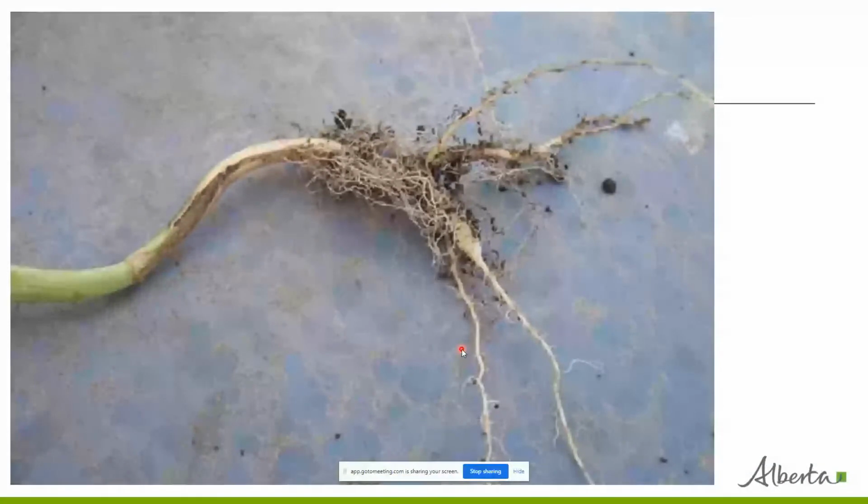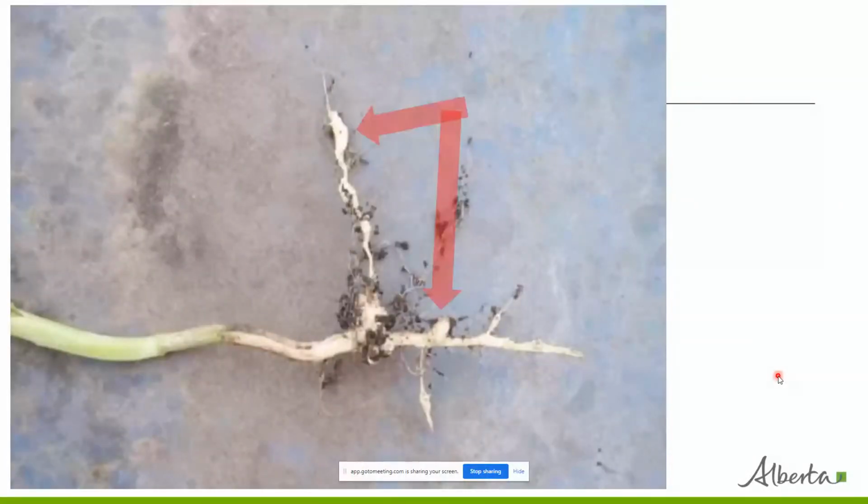So here's some examples of photographs that were provided to me by some Canola Council agronomists. And so you can see a small swelling here that if you just yanked that root up and didn't brush the dirt off, you wouldn't even see it. And here's another example of some small swellings on roots that, you know, you're really catching it early if you can find this.